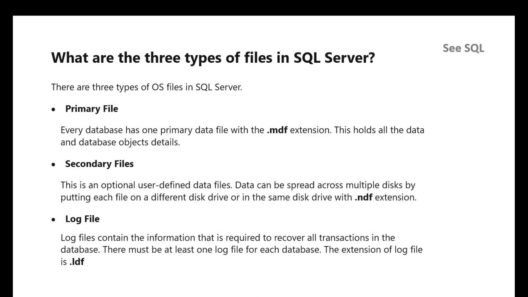Then I am going to discuss how data is arranged in the data files. This is the physical file. We showed the primary data files, secondary data files and log files. Then we need to know how data is arranged in these files. That is known as pages and extents. That we can discuss in the next video.